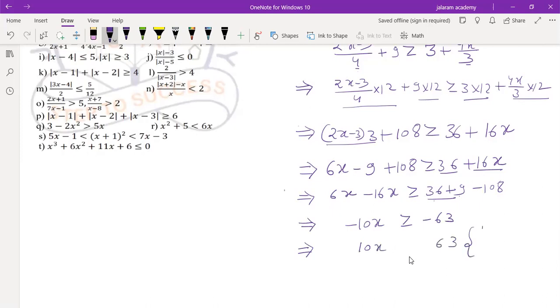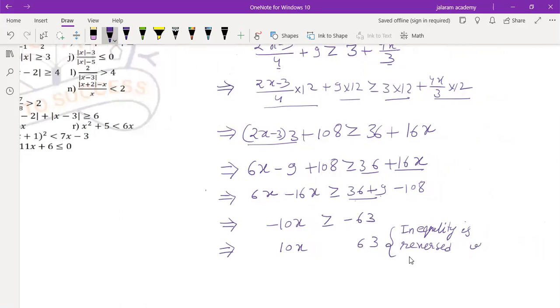Do you know? Sign reversal. Very good. Inequality is reversed. When the sign is changed from minus to plus, the inequality gets reversed. Inequality is reversed when signs are changed. Write this rule. This is rule number 1. Inequality is reversed when signs are changed.